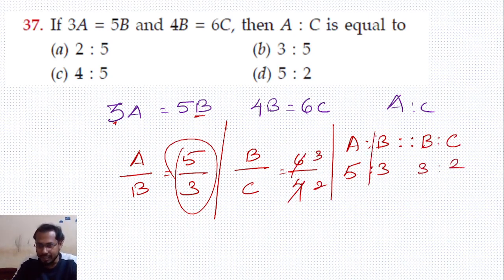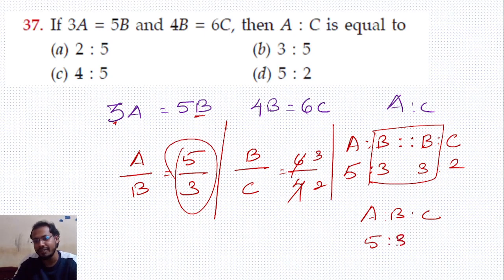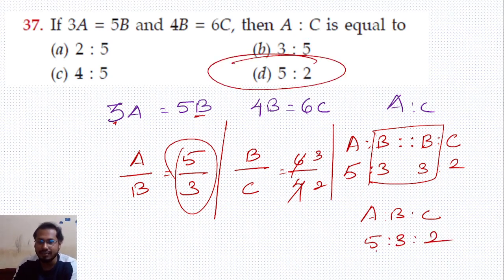Now look at this. B values are same. So you no need to take zigzag multiplication. Just write 5 is to 3 is to 2. So A is to C is what? 5 is to 2. That is the final answer. 5 is to 2 is the A is to C.